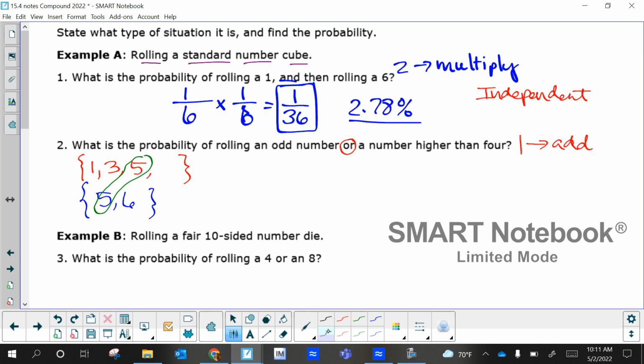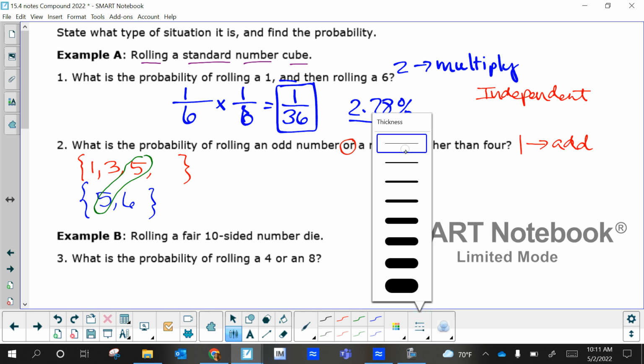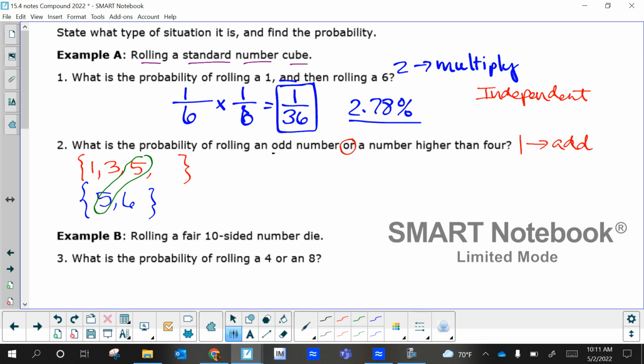So we're going to use that formula where we add. So what was the probability of rolling an odd number? 3 out of 6. Then we're going to add the probability of rolling a number higher than 4. That's 2 numbers out of the 6. We do have one in common, so we need to minus that overlap, okay? So by the way, this is an overlap, okay? This is mutually inclusive, okay? But if we just say overlap, that means the same thing.